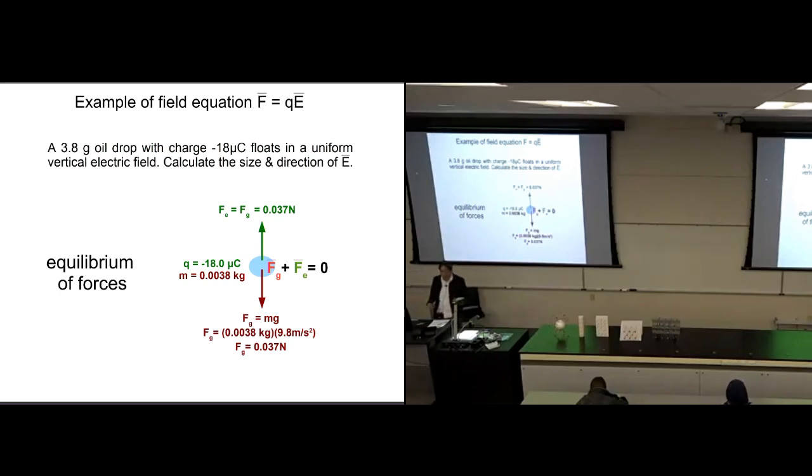Now, we're told a couple of things about the properties of the oil drop. The mass of the oil drop is 3.8 grams. The charge of the oil drop is minus 18 microcoulombs, so it's negative, and 18 microcoulombs. From that information, the charge and the mass, we've got to figure out the electrical field that it's been placed in. So we're going to figure this out. I'm going to do this on the document camera.